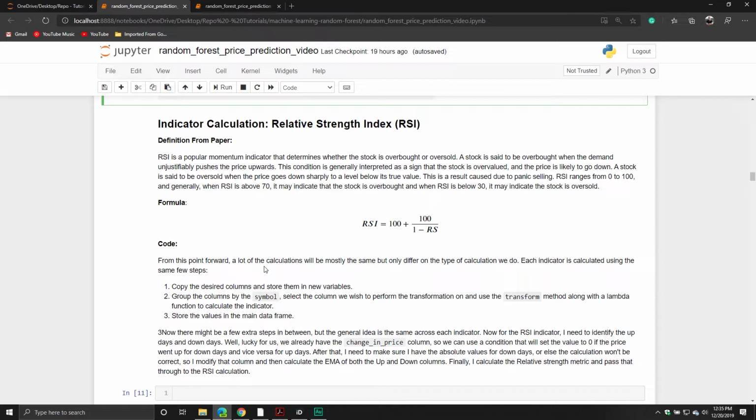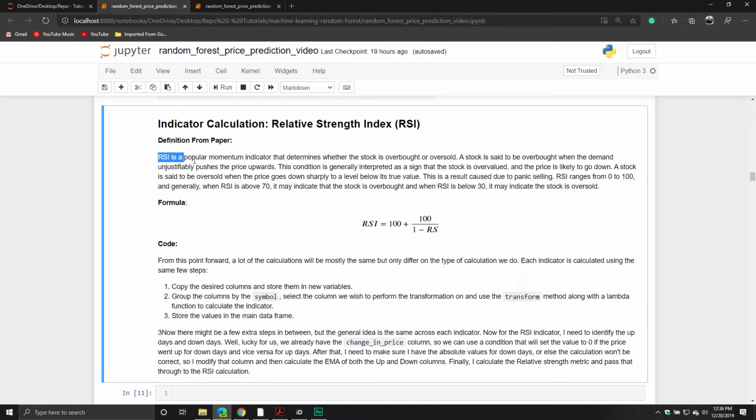So now with that context out of the way, the first thing we can do is calculate the relative strength index. I do have some definitions, and I might be switching back and forth between the paper. The RSI is a popular momentum indicator that determines whether the stock is overbought or oversold. A stock is said to be overbought when the demand unjustifiably pushes the price upwards. The condition is generally interpreted as a sign that the stock is overvalued, and the price is likely to go down.